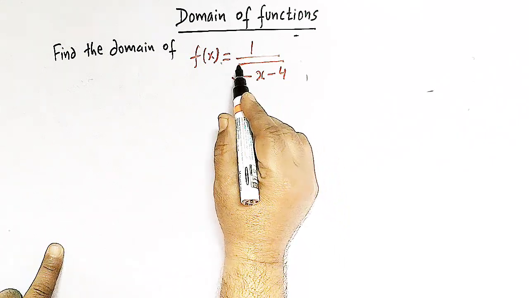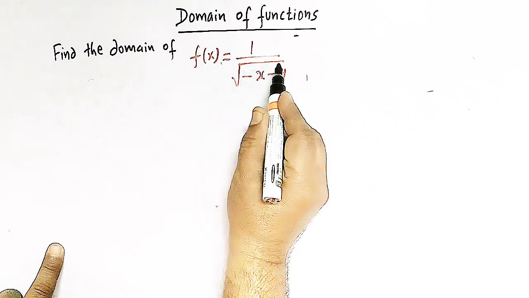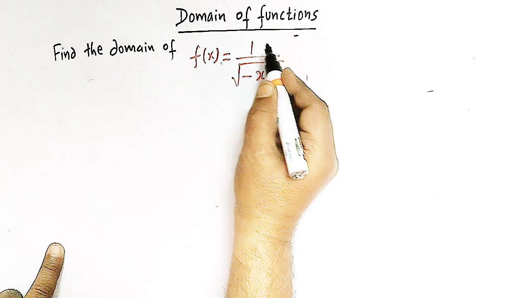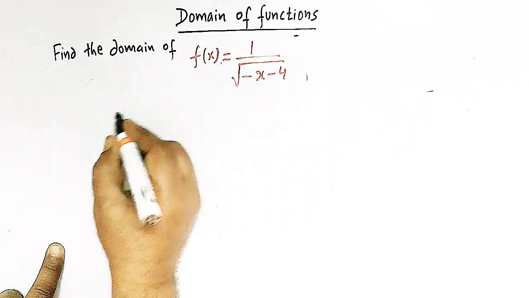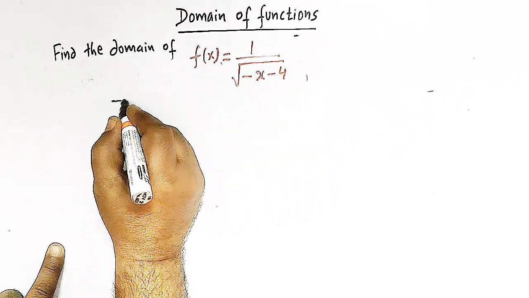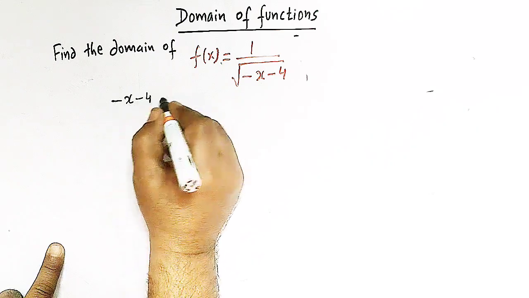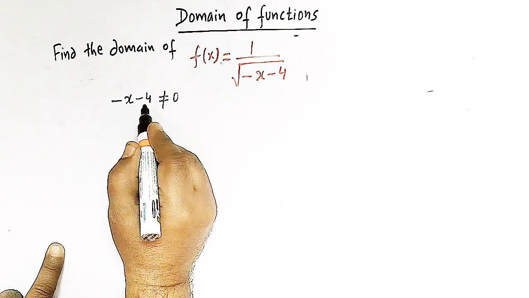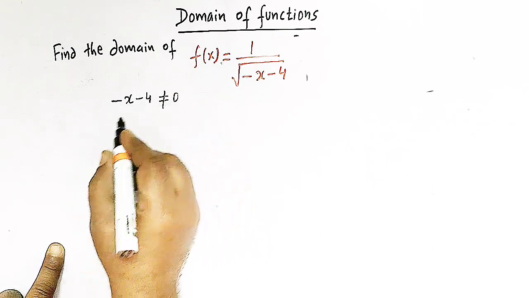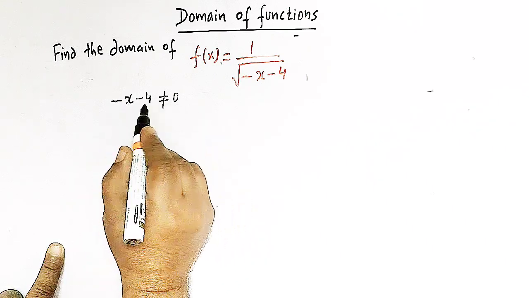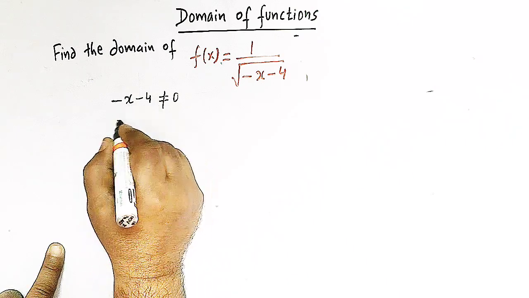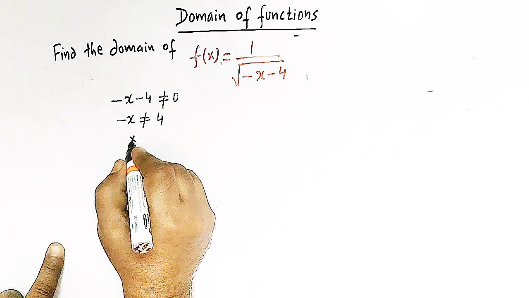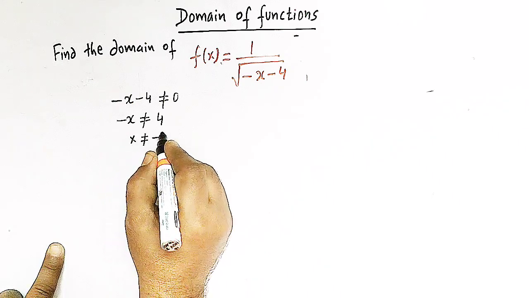So here under the radical sign, that is the square root sign, we have minus x minus 4. So the first condition is that this quantity, that is minus x minus 4, should not be equal to 0, right? So minus x minus 4 should not be equal to 0. So let us solve this expression. So we have minus x should not be equal to 4, or x should not be equal to minus 4.